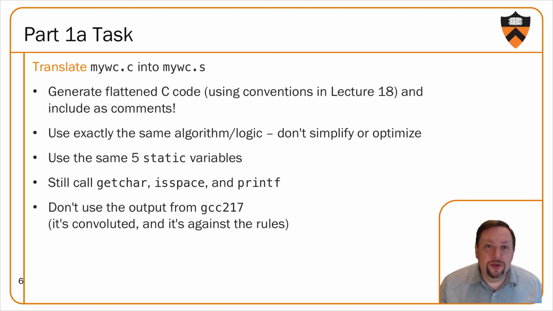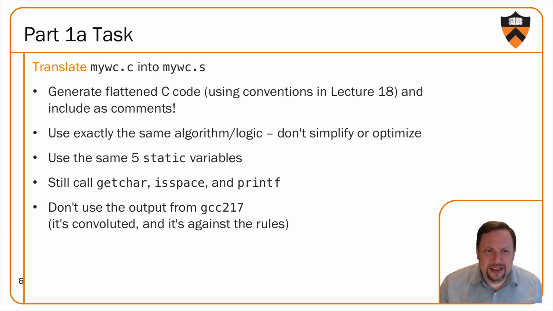Like I said, we want you to use exactly the same algorithm, exactly the same logic. Don't simplify anything, don't optimize anything. There should be a one-to-one mapping between segments of assembly language and statements in the original C code. Use the same static variables, still call exactly the same functions from the C standard library, namely getchar, isspace, and printf. And you're expected to generate this code from scratch as opposed to using the output from gcc217.